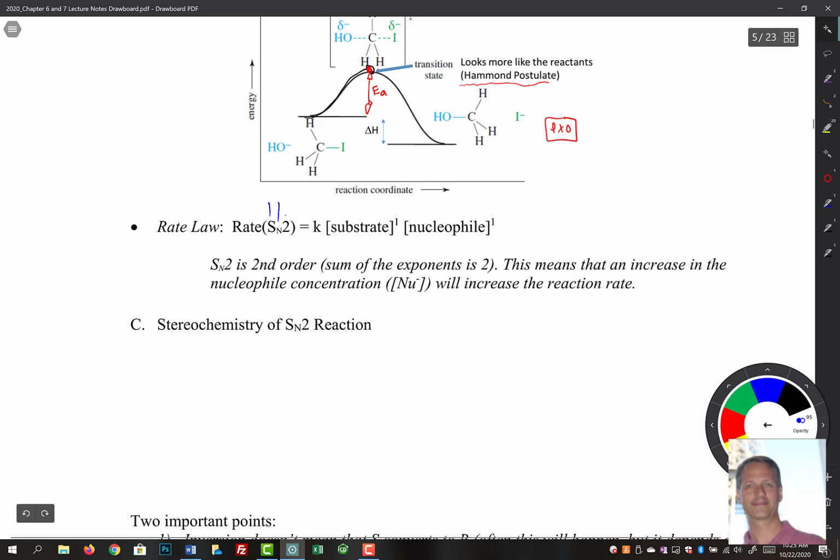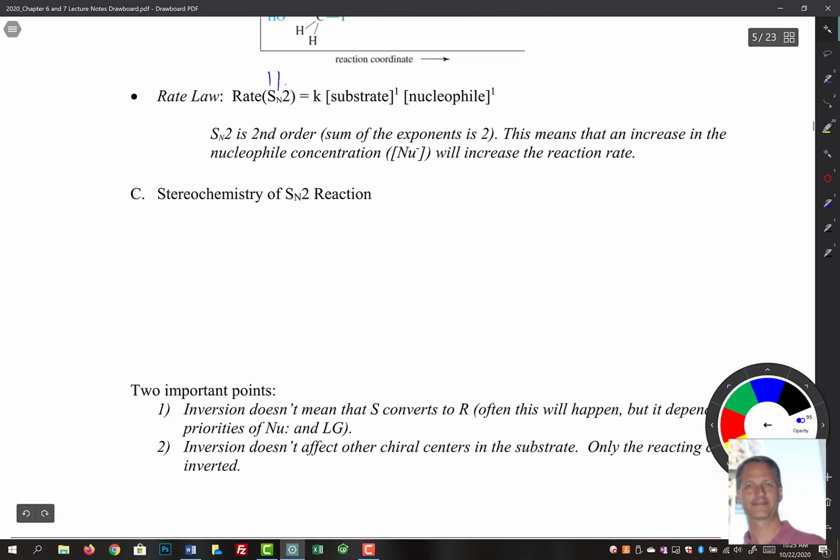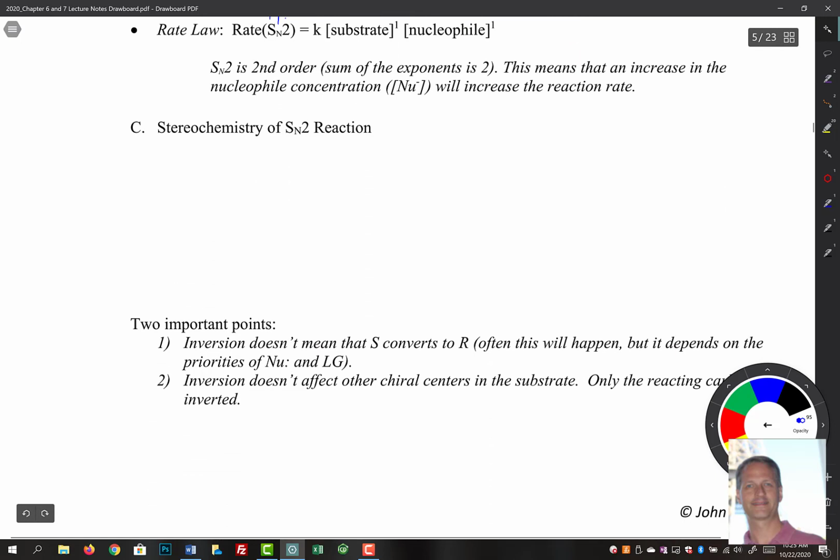Now let's take a look at the stereochemistry of this SN2 reaction. It has some interesting stereochemical consequences. And let's start off here with a different nucleophile. So I'm going to use here CH3O-.